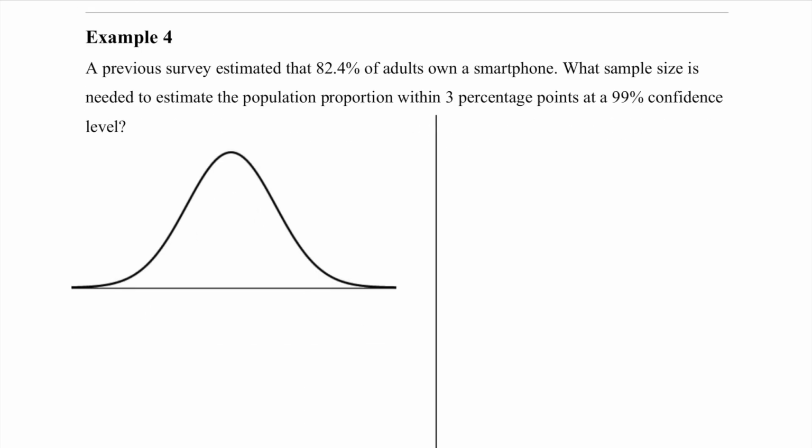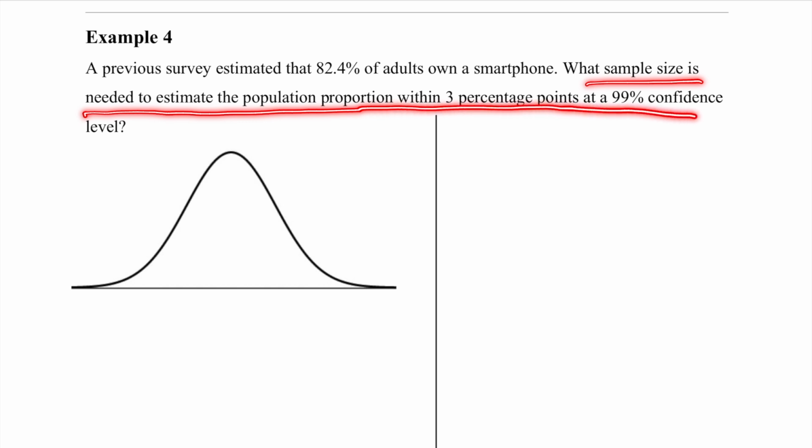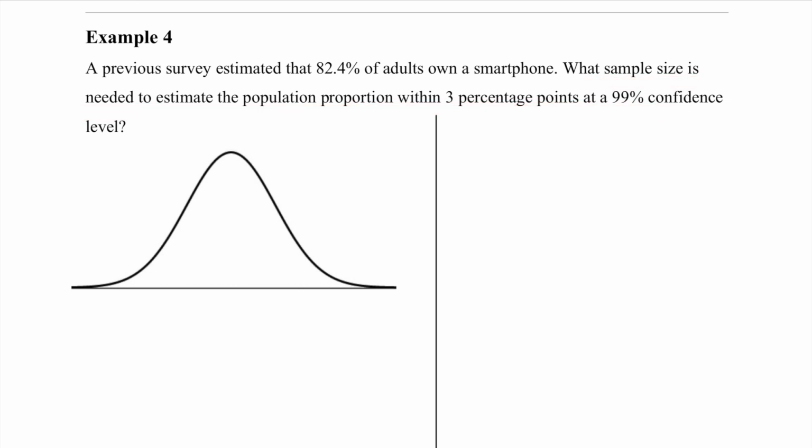Let's look at example 4. A previous survey estimated that 82.4% of adults own a smartphone. What sample size is needed to estimate the population proportion within 3 percentage points at a 99% confidence level? Let's identify the information given. The previous estimate is 82.4%. That is our P hat. So P hat equals 0.824.